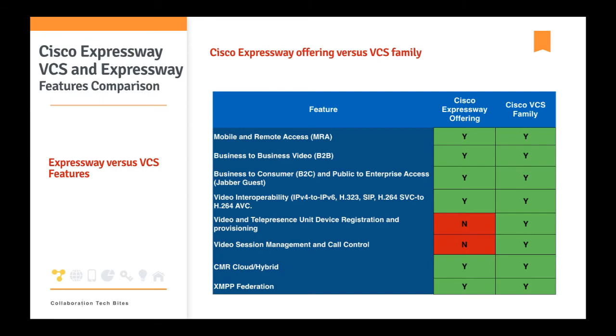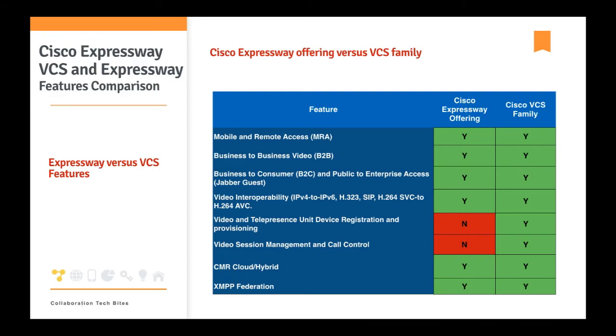Both solutions support this, but of course with optional licensing. So there is additional licensing here. We're talking about Scout for Business. The fifth feature is video and telepresence registration. Cisco VCS allows registration of endpoints. It includes TC endpoints, EX60, EX90 endpoints.